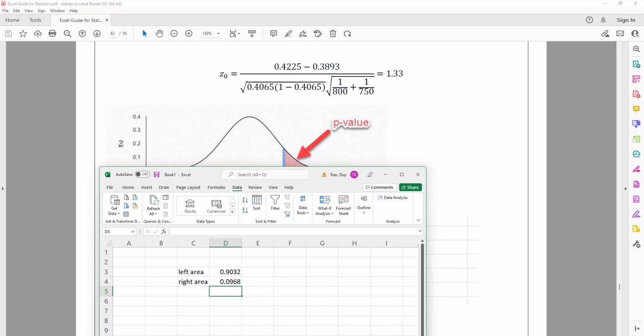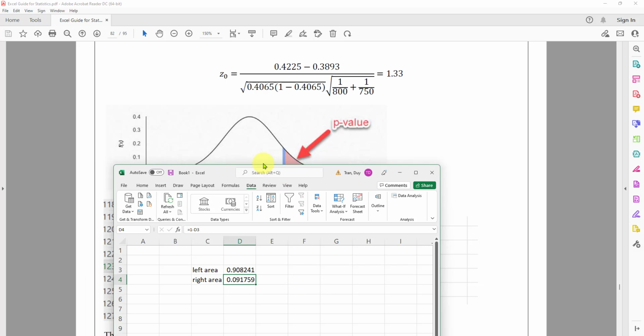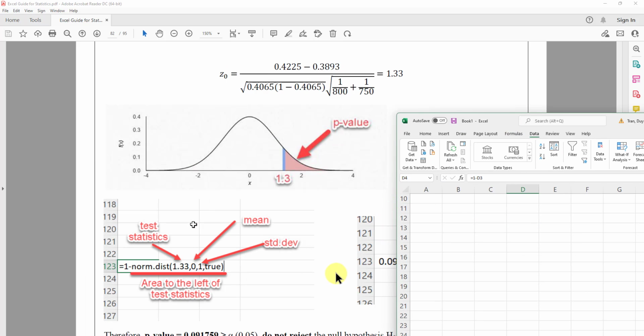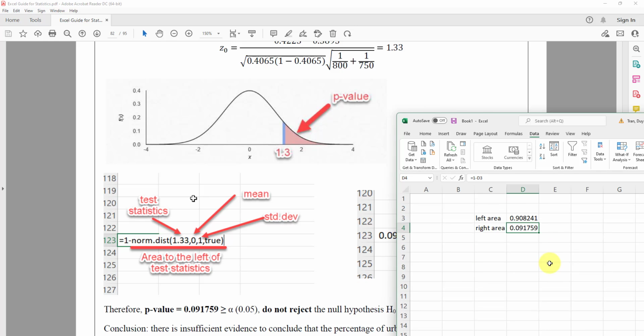Let me check again. I think I made a mistake here. 1.33. Yeah, I'm missing one value. Here we go. This is the correct answer. So the p-value is the right area, 0.091.